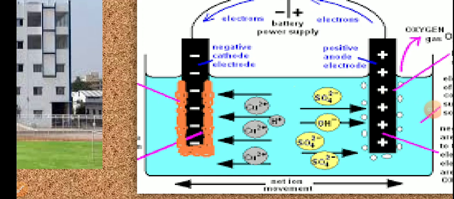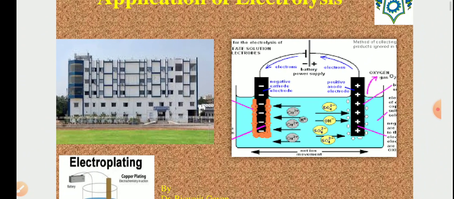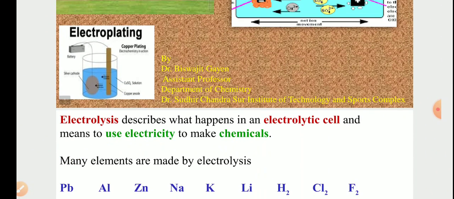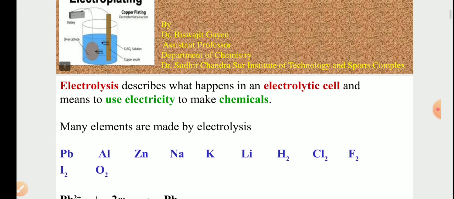So from this picture it is clear that if we take a metal solution and perform electrolysis, there will be a chance of deposition of that metal ion on the electrode. And yes, this is the most valuable application, that is electroplating. Other than that, there are lots of other applications.